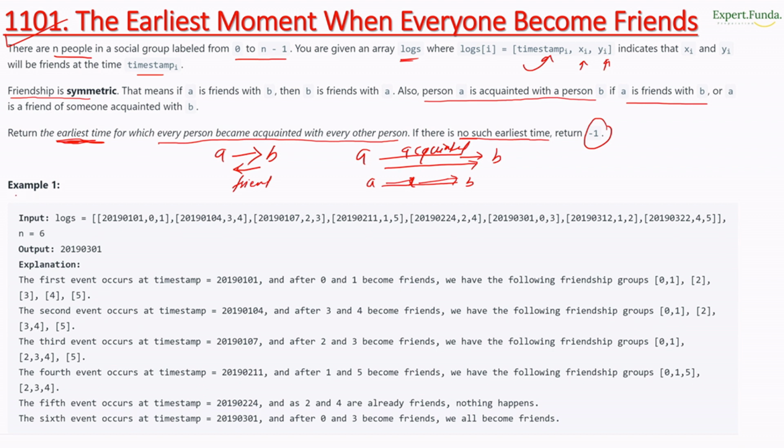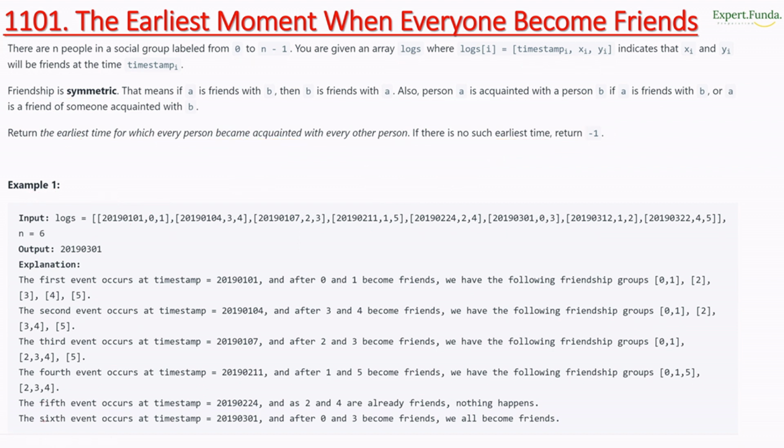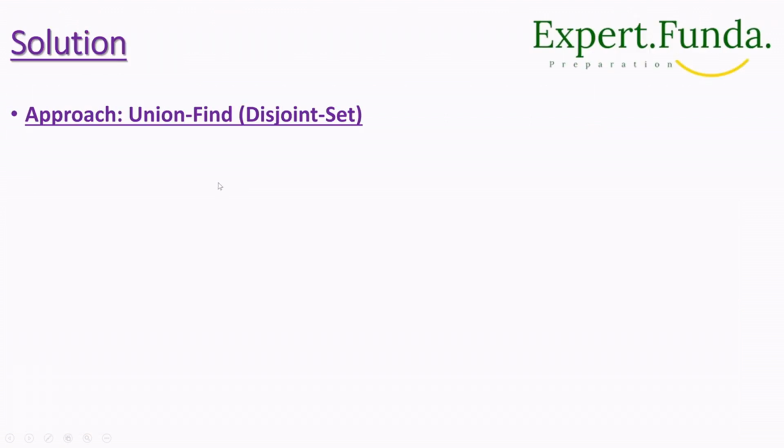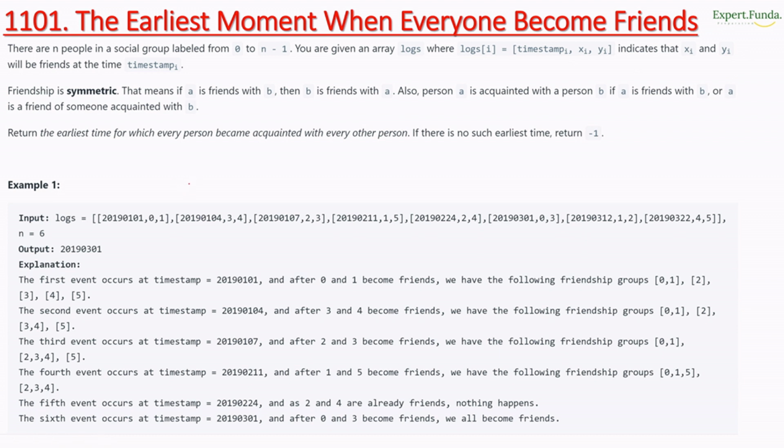Okay, now what should we do? We have example 1, in which logs is given. Each log has a timestamp, then x and y, which are the friend pairs. Let me clean this first. So we have the timestamp, then the friends, and so on, in a 2D array. Let's suppose the first friendship comes.